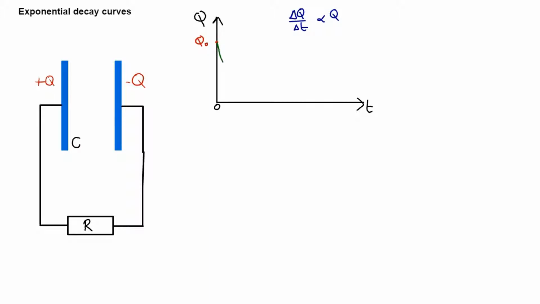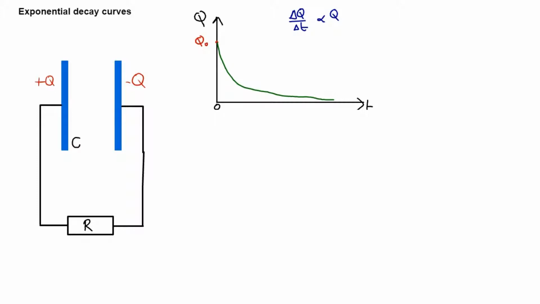So let's draw it on. Roughly speaking, we're going to have a nice exponential shape. Remember, an exponential will never reach the x-axis. Exponentials might be new to you, in which case we're going to look at the maths of exponentials very shortly. So what about the other quantities of the circuit?